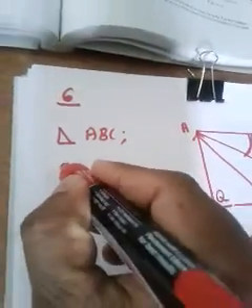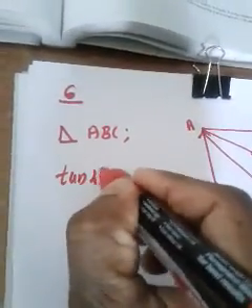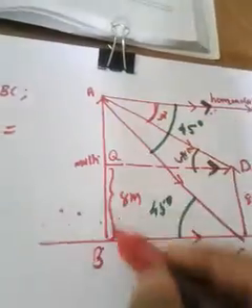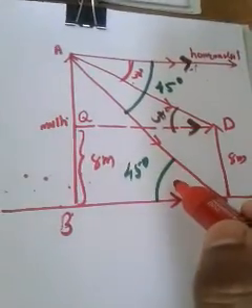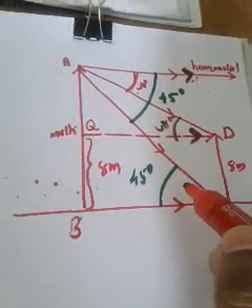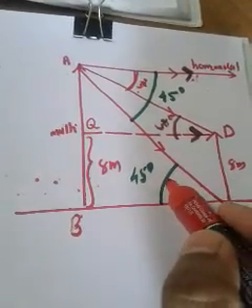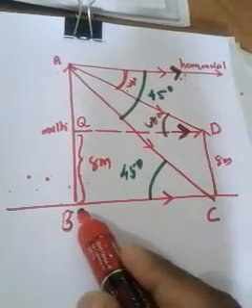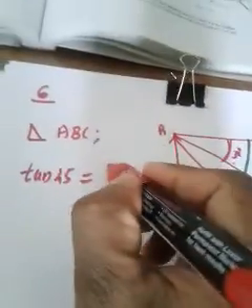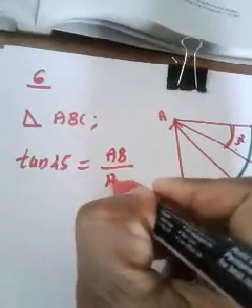I already told you in most of the problems we will choose tan. So tan 45 is the ratio I am going to use. So in this triangle I am going to apply tan on this 45. Tan 45 is nothing but opposite by adjacent. So which is the opposite of 45 here? AB. Which is the adjacent of 45 here? BC. So it will be AB by BC.